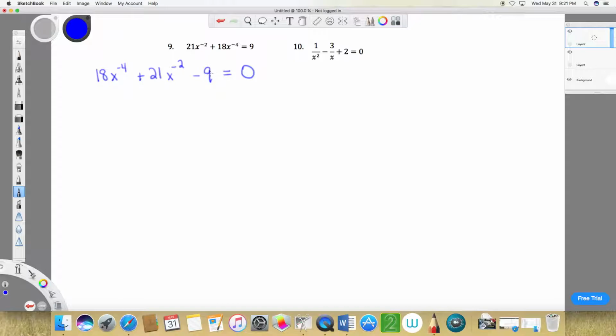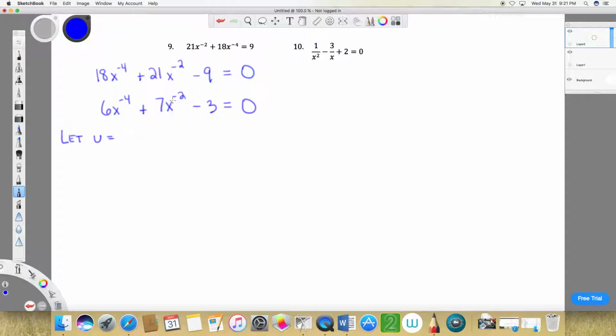so we can reduce these values. So 18 divided by 3 is 6. 21 divided by 3 is 7. 9 divided by 3 is 3, and 0 divided by 3 is 0. So let's do our change of variable.